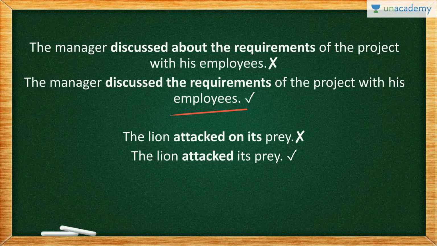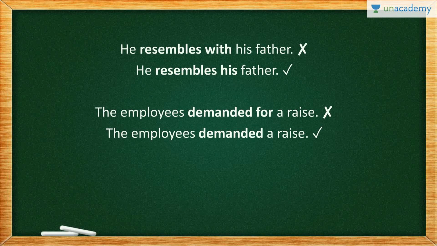The lion attacked on its prey. The lion attacked its prey. This is the correct one. He resembles with his father. Instead of using with, we just simply use resembles. So he resembles his father. Now if you want to say your sister resembles your mother, you won't say your sister resembles with your mother. You would just say she resembles your mother. That's it. The employees demanded for a raise. Once again, for is unnecessary. The employees demanded a raise. Here, raise means a raise in salary.